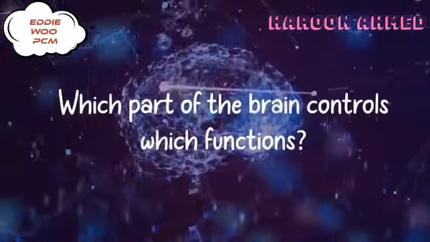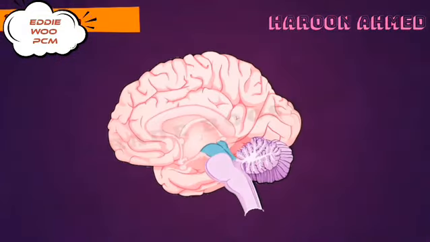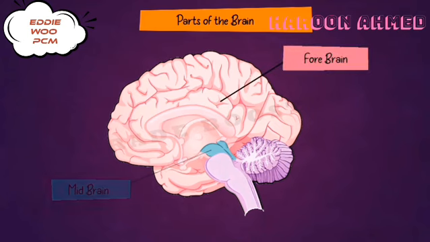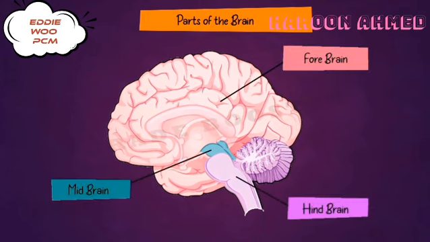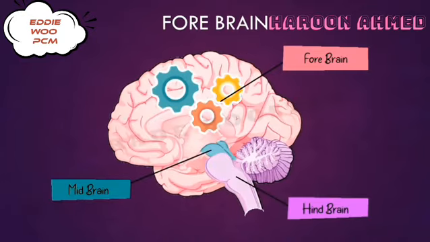Now let us see which part of the brain controls which functions. The brain has 3 main parts, namely the forebrain, midbrain, and hindbrain. Let us see about forebrain. The thought process takes place in the forebrain.